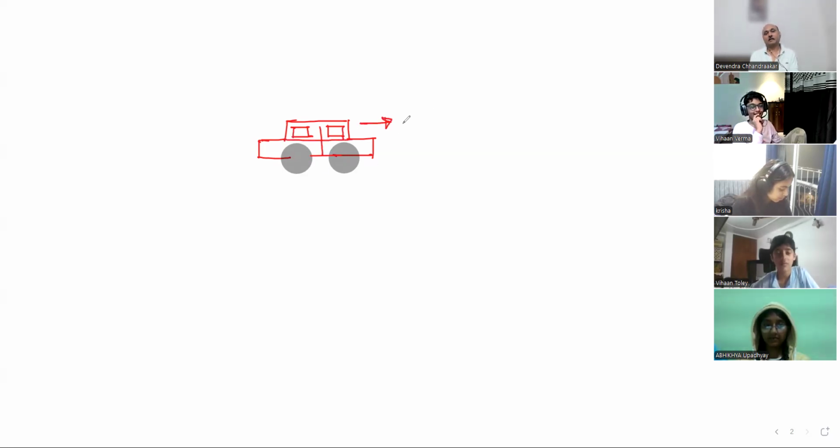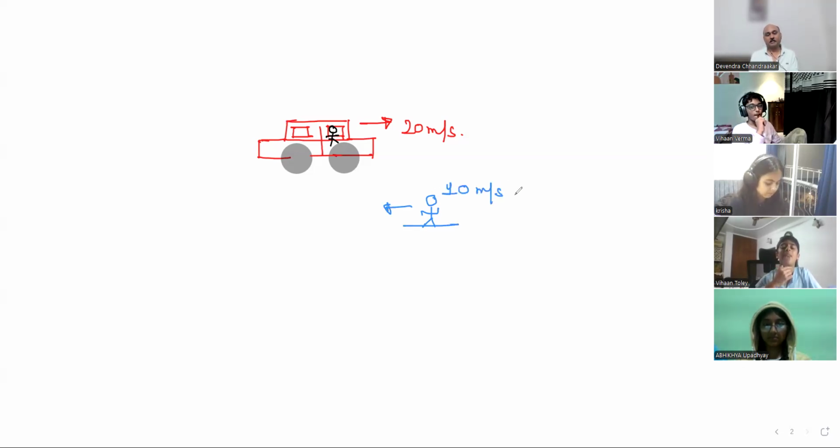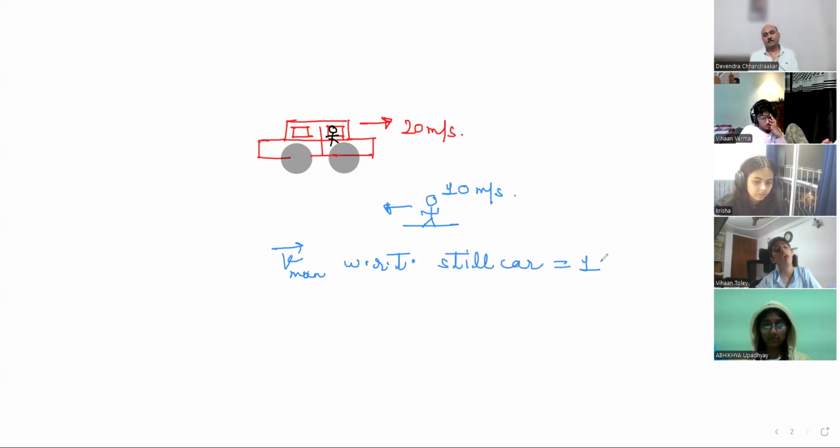तो ये कार जो है इधर जा रही है. ठीक है. This is moving with a speed of 20 meters per second. So a person sitting inside the car will be at rest. ठीक है. I hope all of you understood this. So now if I say, velocity, now this man is walking in this direction with a velocity of 10 meters per second. And I write velocity of man with respect to still car is 10 minus i cap, of course, meters per second.